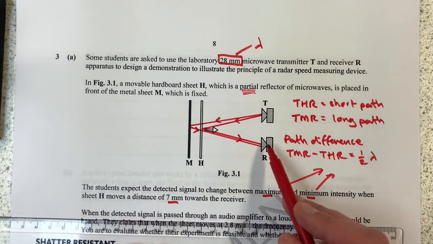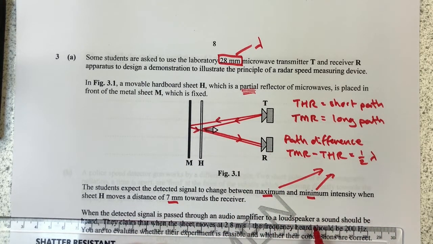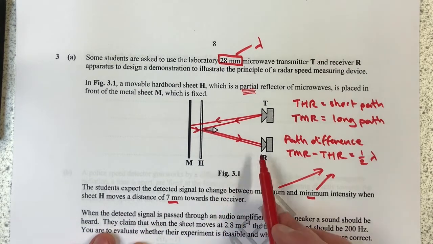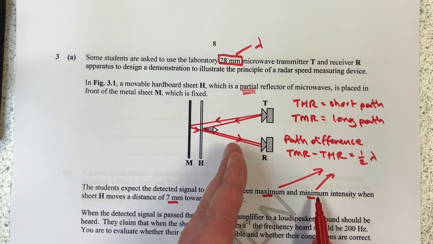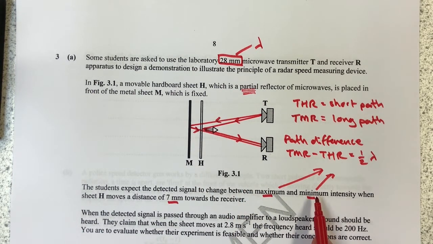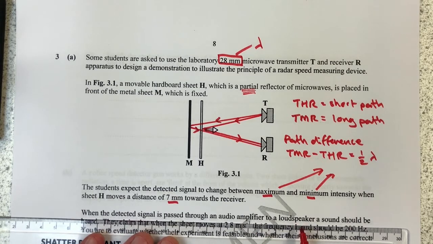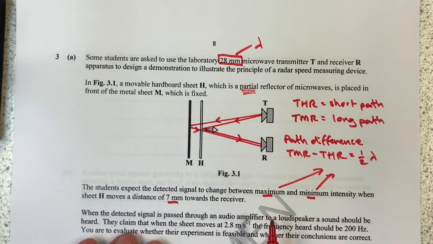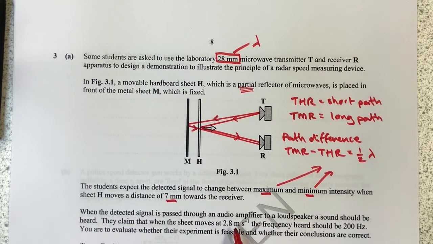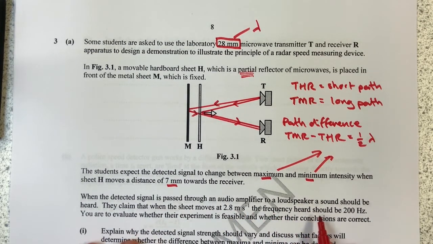So when the detected signal from R is passed through an audio amplifier to a loudspeaker, a sound should be heard. What we would imagine as being constructive, destructive interference as H moves closer to the transmitter and the receiver happens so quickly that, if we pass it through an audio amplifier and a loudspeaker, our ears would detect that sequence of loud spots as a hum, as a frequency, as a sound. They claim that when the sheet is moved at 2.8 meters per second, the frequency heard should be around 200 hertz. You are to evaluate whether their experiment is feasible and whether their conclusions are correct.